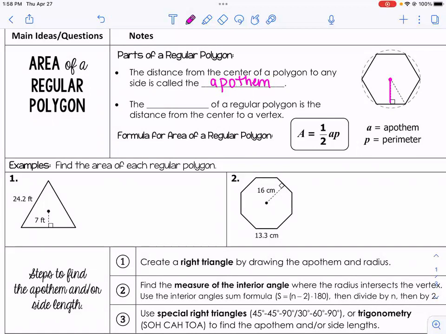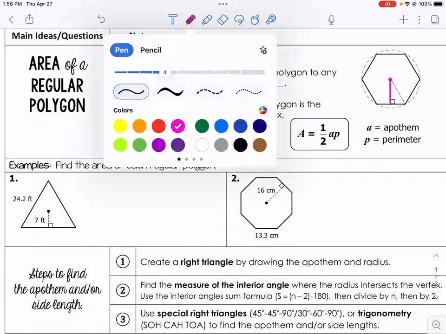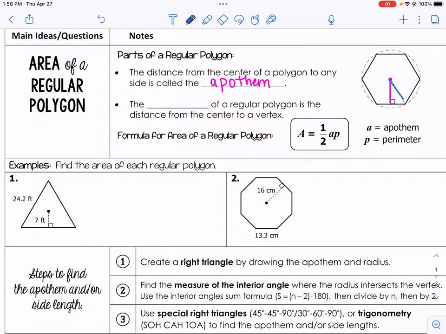Here is the center, just like it would be in a circle, right? And then 90 degrees to the side, that is called the apothem. Now, the radius would be this blue length right here, from the center to the vertex.